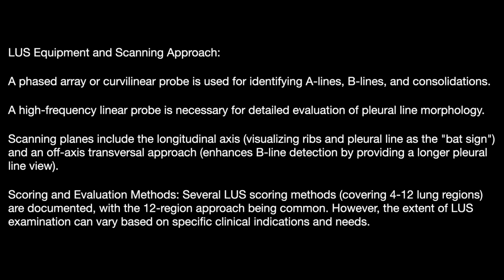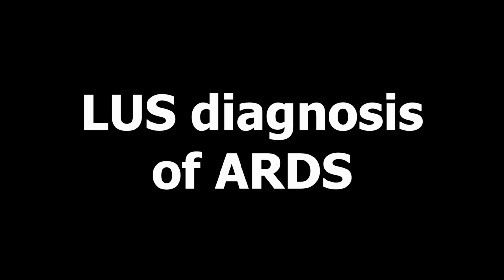Scoring and evaluation. Several lung ultrasound scoring methods covering 4 to 12 lung regions are documented, with the 12 region approach being very common. However, the extent of lung ultrasound examination can vary based on specific clinical indication and the needs.